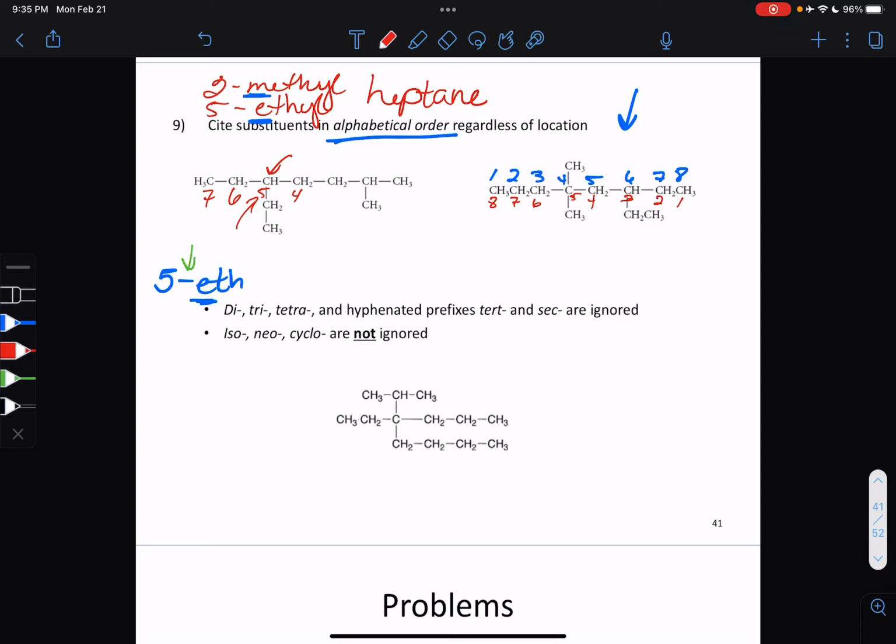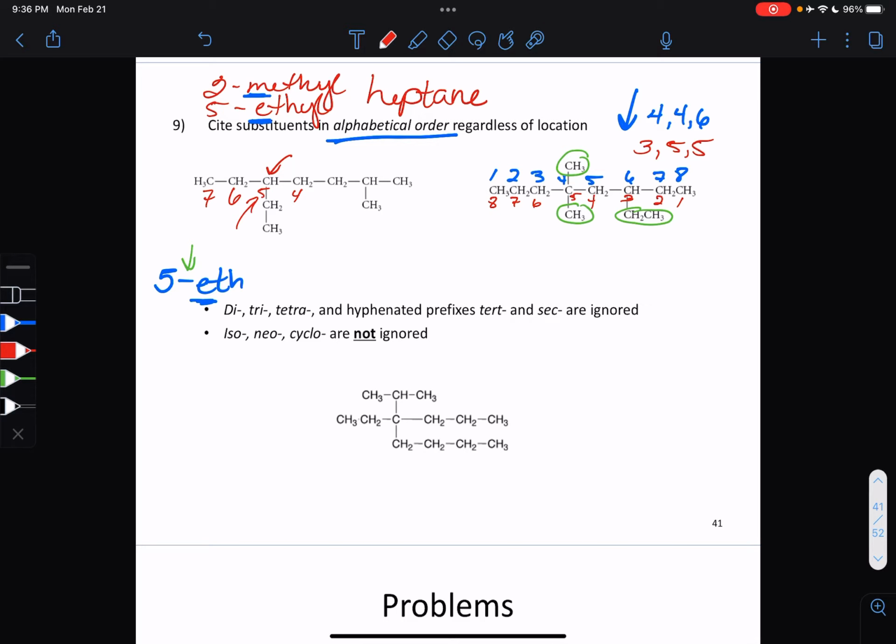So then we'd have 3, 5, 5. So in the first example, we're going to have 4, 4, 6, because we have our 2 methyl groups hanging off of carbon 4 in the blue chain, and an ethyl hanging off of carbon 6 in the blue numbering system. And if we go right to left with the red numbering system, what we would have is our first branch at carbon 3, and then we'd have 5, 5.